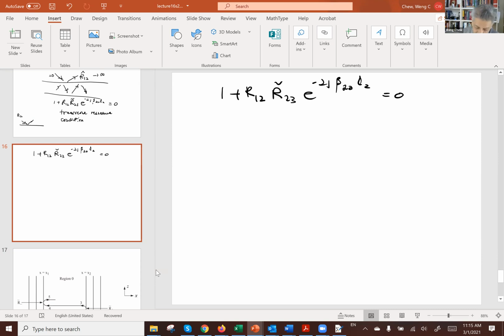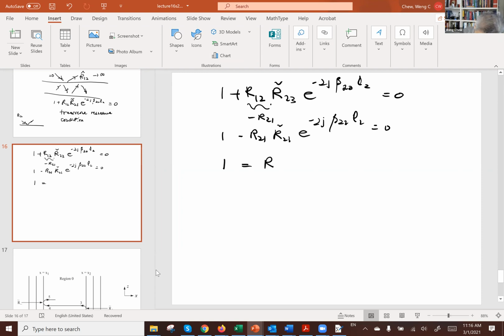You can also give it a physical interpretation because you know that this is just minus R21. So it can be written as 1 minus R21 R23 tilde e to the minus 2j beta 2z L2 is equal to 0. This has a physical meaning: 1 equals R21 R23. Maybe we can just write R23 without a tilde for better physical understanding. It says that when this happens, you have resonance.